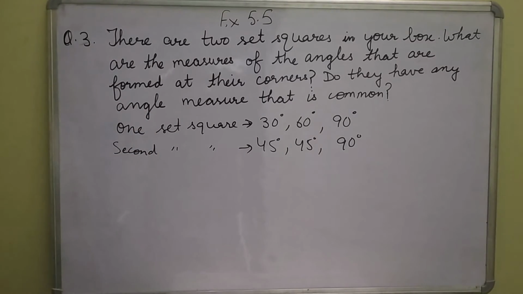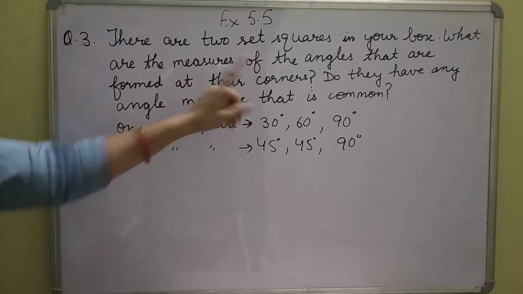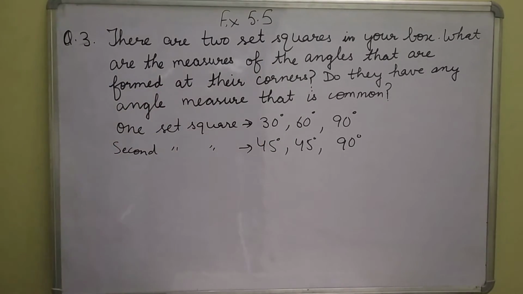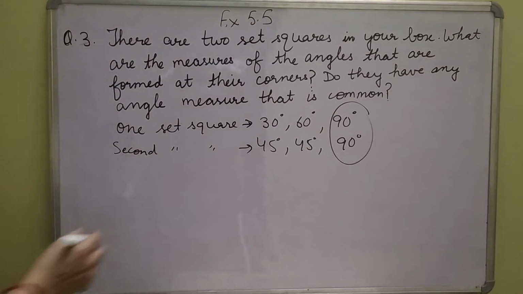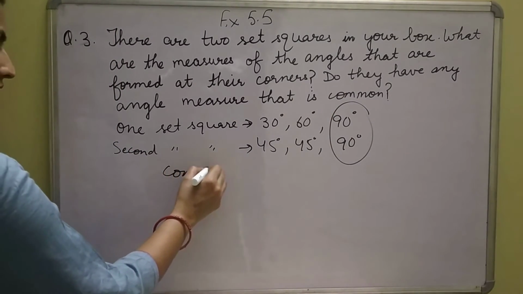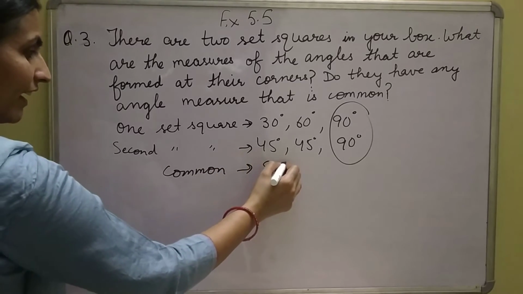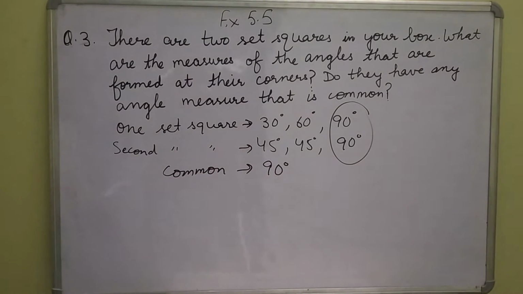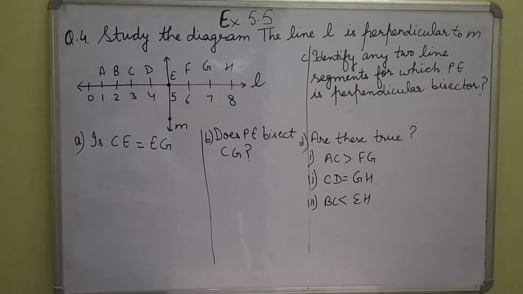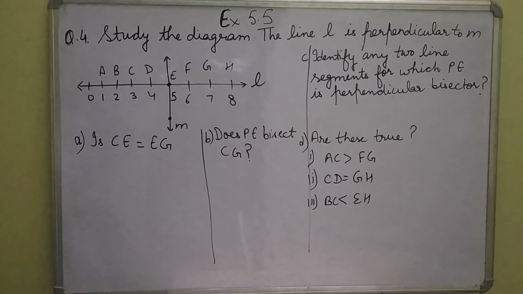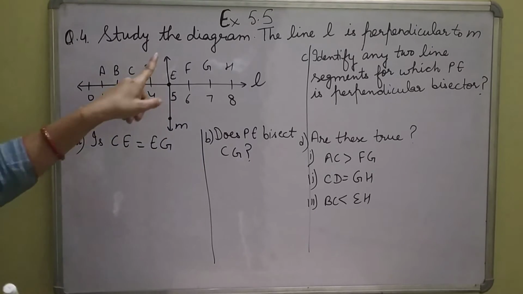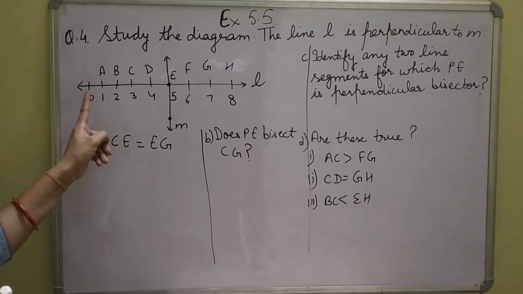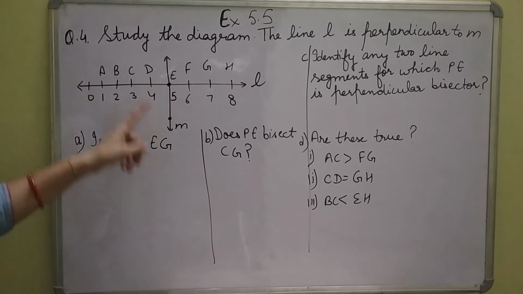Now these are the angles formed at their corners. Do they have any angle in common? Yes, in both the set squares we have a 90 degree angle. So the common angle is 90 degrees. So this is our question number 3. Now let's move to question number 4. Study the diagram. This diagram is given to us. The line L is perpendicular to N.